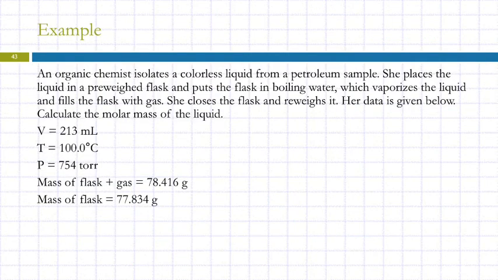Here's another example. We are going to do an experiment like this, experiment 5A, and find the molar mass of a volatile gas. So an organic chemist isolates a colorless liquid from a petroleum sample. She places the liquid in a pre-weighed flask and puts the flask in boiling water, which vaporizes the liquid and fills the flask with gas. She closes the flask and re-weighs it. Her data is given below. Calculate the molar mass of the liquid.